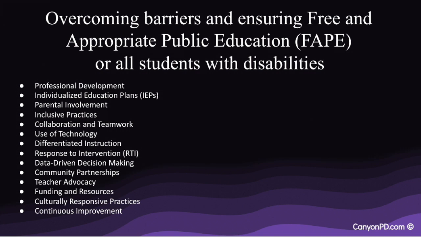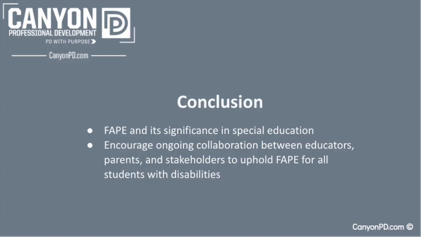We want all stakeholders to engage in ongoing self-assessment and continuous improvement efforts so that we can all continue to grow and make sure that we do not have any barriers that hinder us from providing FAPE. So in conclusion, we know that the free and appropriate public education is significantly tied to the success of our students with disabilities. We want to encourage ongoing collaboration between our teachers, parents, and all stakeholders so that we can all make sure we are providing FAPE.